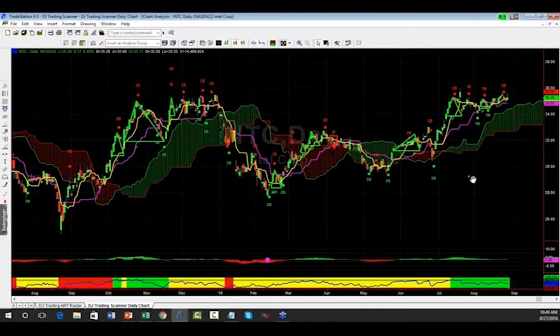So Intel on a daily chart here. What do you guys think? Is this a trend, a channel, or a mess? Well, it looks like a mess to me. There's no clear trend here. It's not in a channel. It's very volatile. All we can say is it's in an uptrend. It's heading up. It's put in new highs.